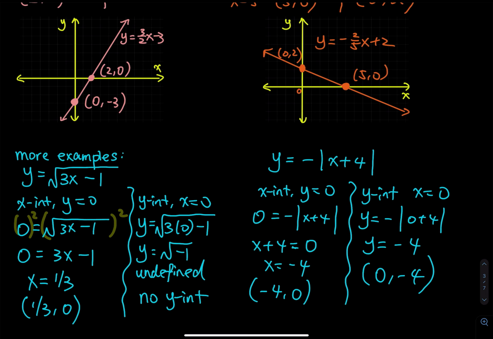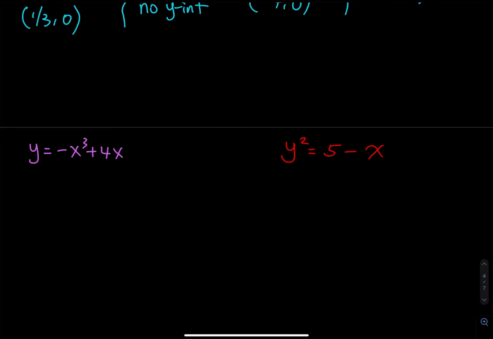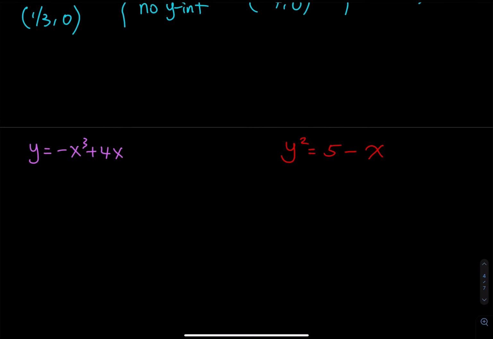Alright, not yet, we are not done. We still have more. I have 2 more functions for you. This time, the one on the left has multiple x-intercepts. So let's find that. For the x-intercept, we let y equal 0. So we have 0 equals negative x to the third plus 4x. Still remember how to factor this.